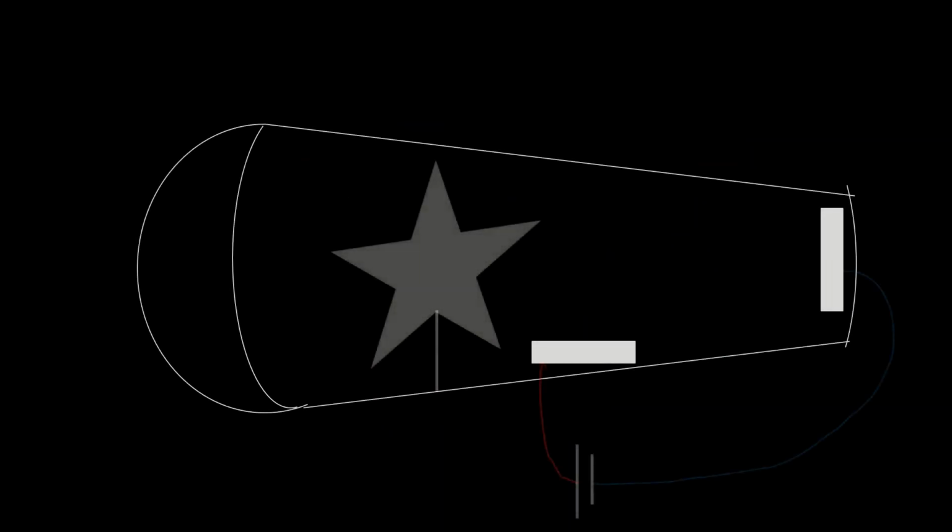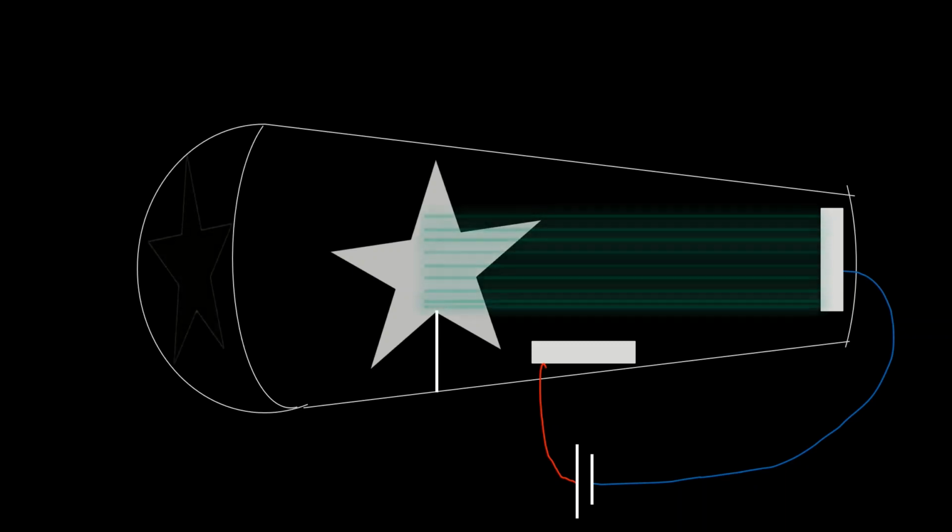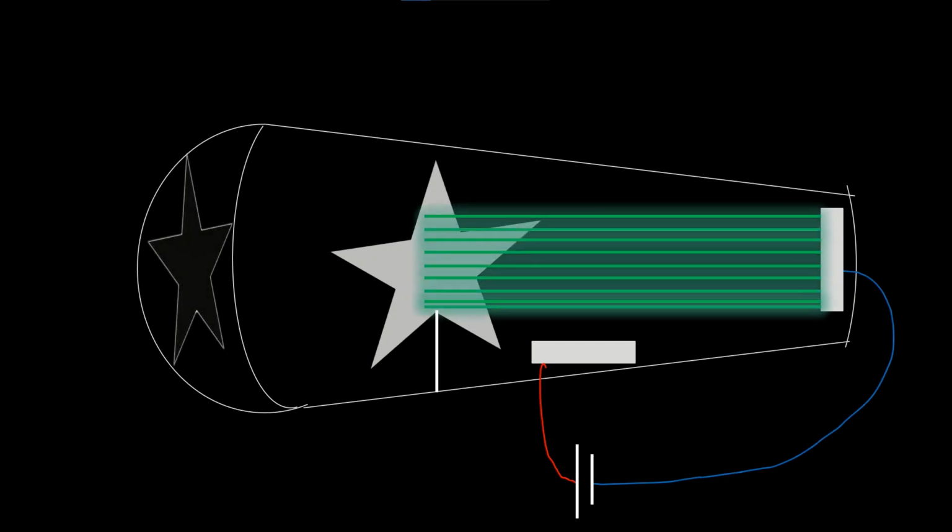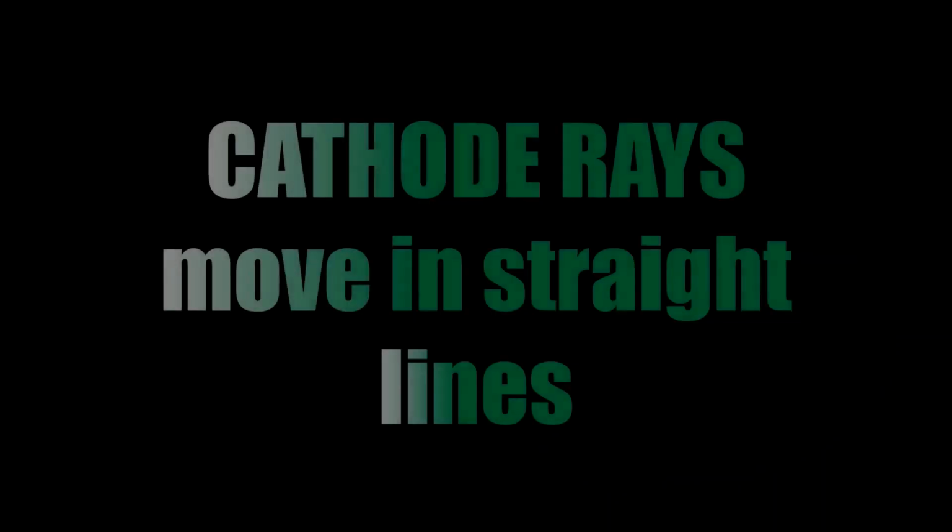He also proved that cathode rays move in straight lines. He did this by placing an object in the path of cathode rays. He observed that it casts a sharp shadow on the wall of the tube. This shows that cathode rays move in straight lines.